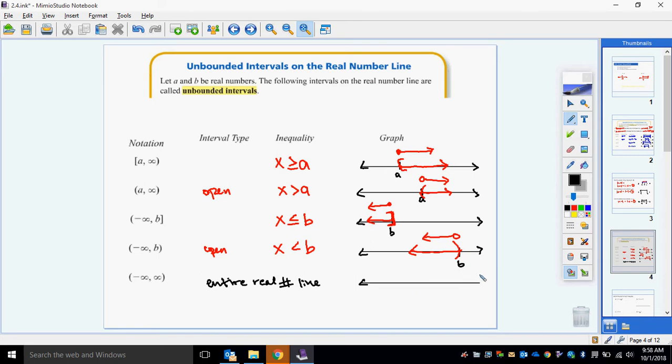Okay, because if you think about it, if you're trying to pick any number from negative infinity to infinity, that's your entire number line. So you're just going to show one big long red arrow extending forever in both directions. Okay, this has infinitely many solutions.